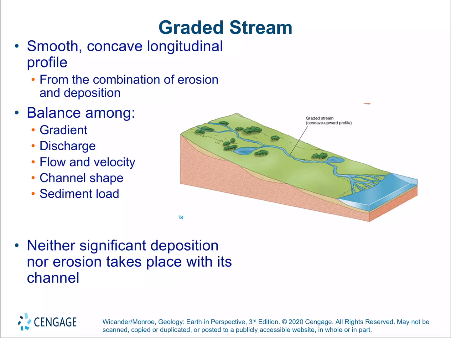A balance between gradient, which, if you remember, is the slope; the discharge, how much is passing a given point in a given amount of time; flow and velocity; channel shape; and sediment load. So with a graded stream, being that there's a balance, there's not going to be either significant deposition nor erosion. It's going to be a balance between those two features.